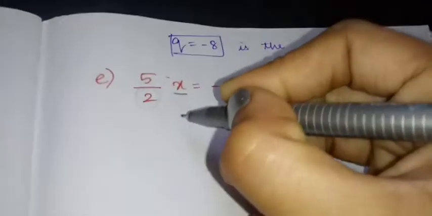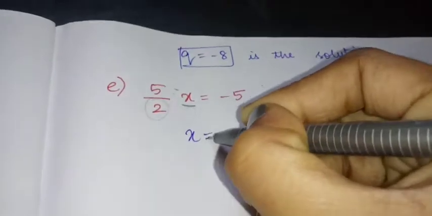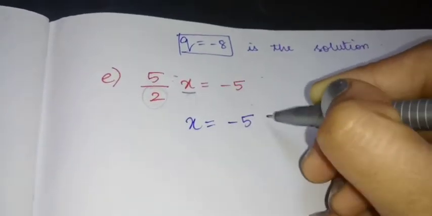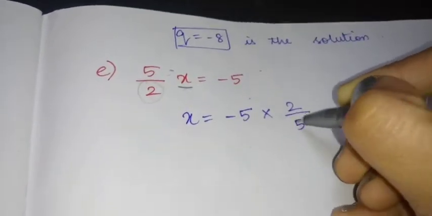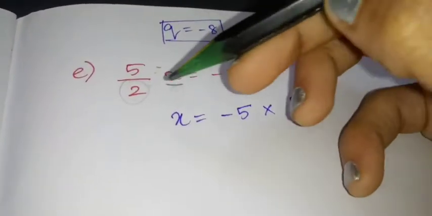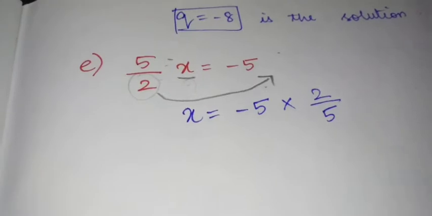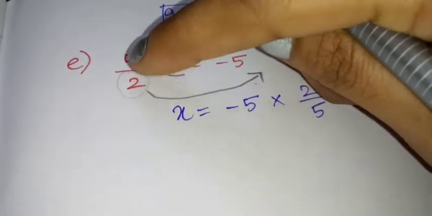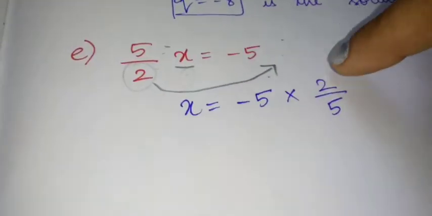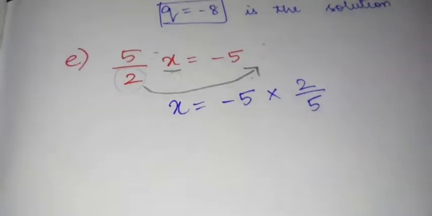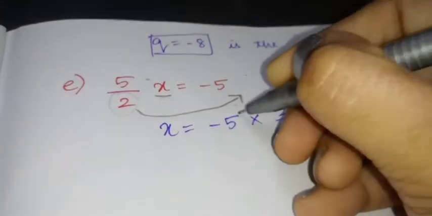So listen, I want only x, so I am keeping x as such, minus 5 into 2 by 5, because I am shifting this fraction, the total fraction, to the other side. This fraction 5 by 2, if it goes to that side, it becomes 2 by 5. Now can we cancel this one and this one?